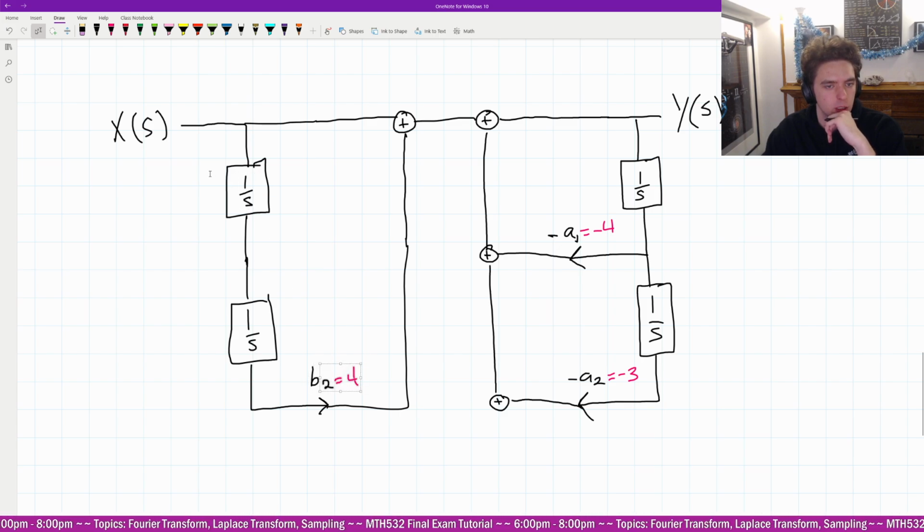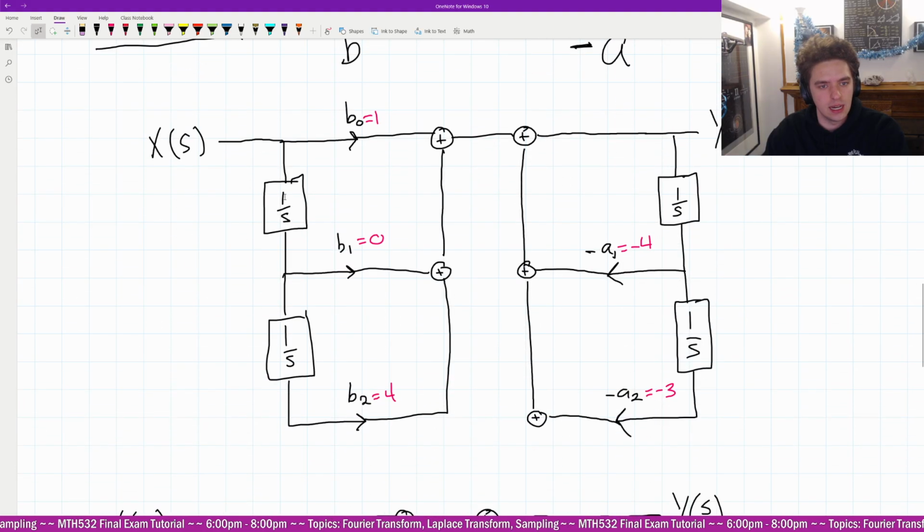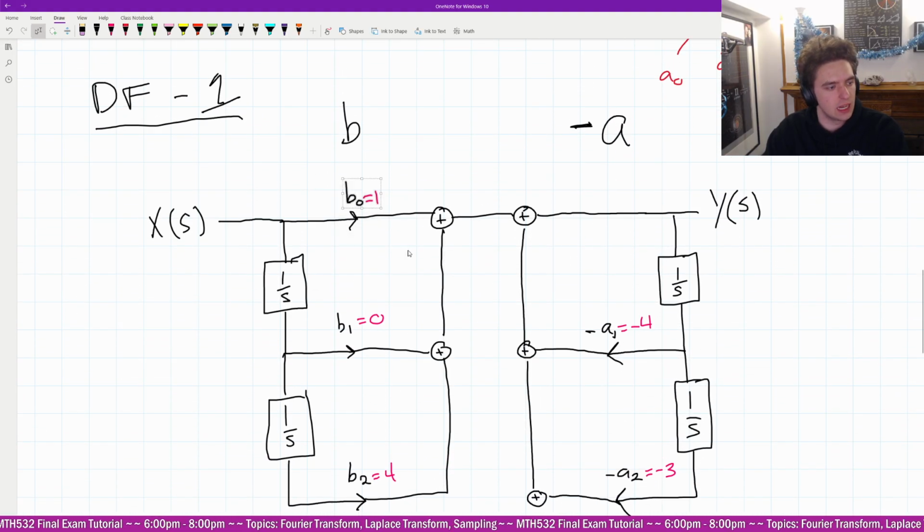So you're multiplying by 4, and you're multiplying by 1 over s, 1 over s. Remember, in Laplace, in the frequency domain, we multiply when we go through a system. So 1 over s times 1 over s times 4, that's exactly what that is. And then plus 1, which is the actual signal itself. That's what the 1 over s represents here.